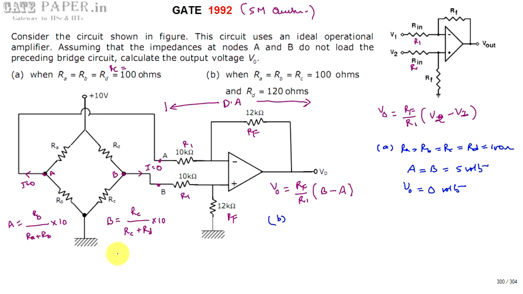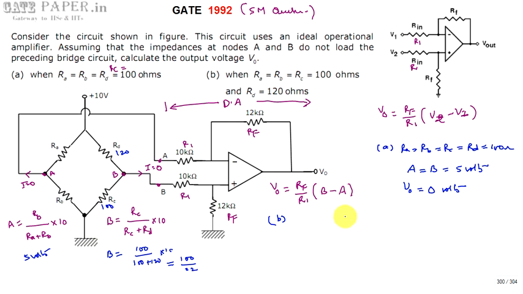Second case, only RD is given as 120 ohms. RD is 120 and RC is 100. The A value, since both are the same resistors, you will get A value as 5 volts. And for this, B is equal to 100 divided by 100 plus 120 into 10. That is 1000 divided by 220, and 1000 divided by 220 is nothing but 100 divided by 22 you can write. A value is 5 volts.